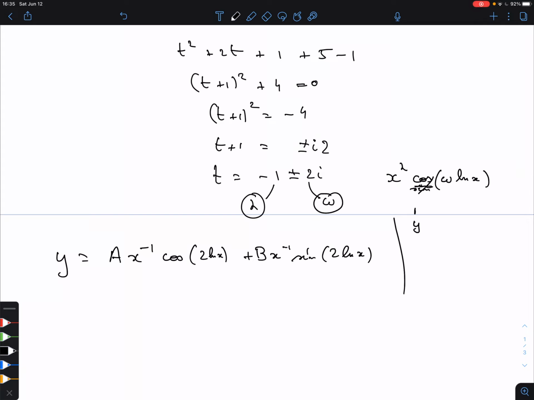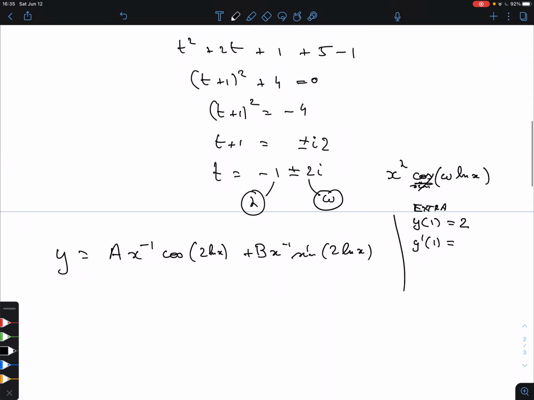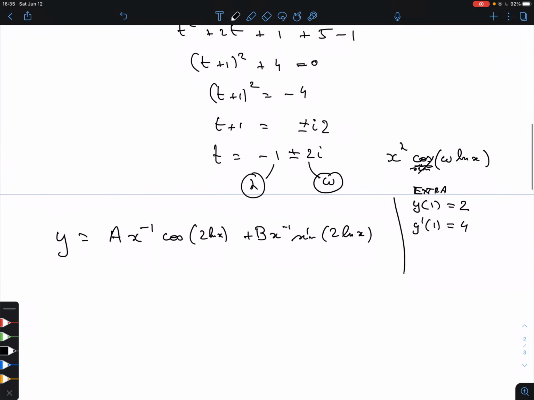So this is extra, right? I'm doing some extra here. Say y(1) is, I don't know, let's take y(1) to be 2 and y'(1) to be, I don't know, 4. I hope that works. So the only thing we need, well, we can plug in. So this means if x is 1, then y is 2.